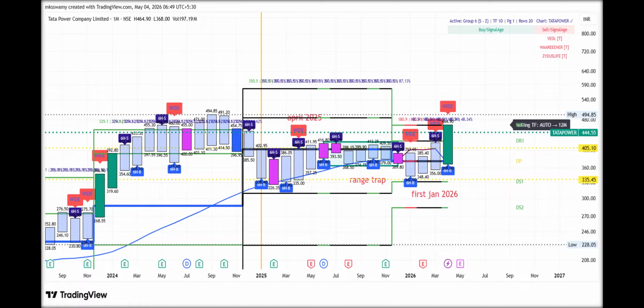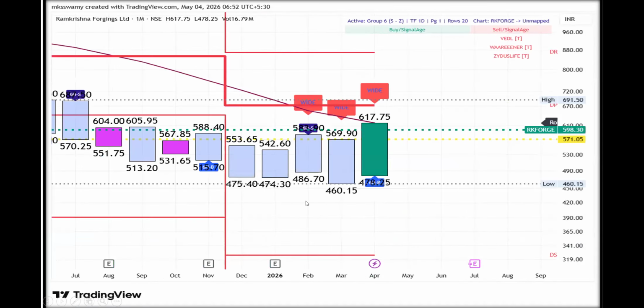You can see the green. You can see follow through. You can consider tracking this stock for your investment purpose or a swing trade. Tata Power, you can track this. It was 494, it has closed around 444. You can track this stock. Like that, you can track.